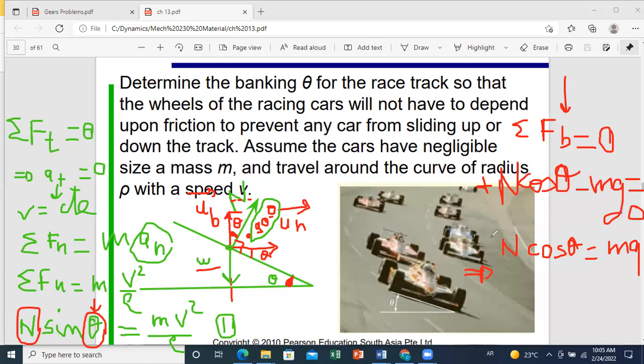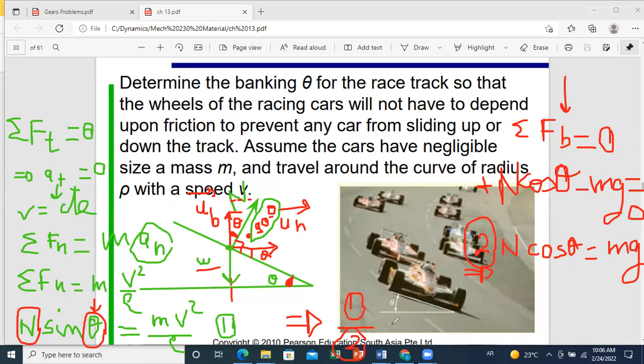This is relation number 2. If you observe relations 1 and 2, you can easily eliminate n by just dividing equation 2 by equation 1, or 1 over 2 as you like. If I divide equation 1 by equation 2, what do I get?